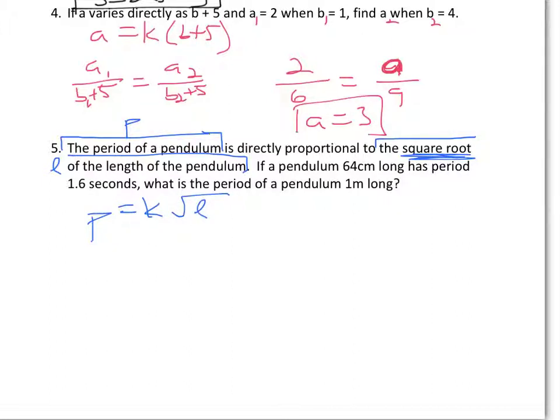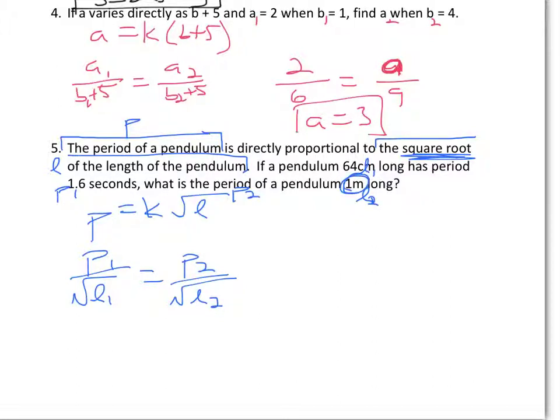Alright. Now, to get K by itself, we do P1 over square root of L1 equals P2 over square root of L2. Okay, so we have L1 right here. We have P1 right there. What we're looking for is the period P2, and we have L2 is 1 meter. Now remember that the 1 meter and the 64 centimeters aren't going to be able to be in the same equation. You got to have the same units. So we'll turn 1 meter into 100 centimeters. Okay, that'll be our L2.